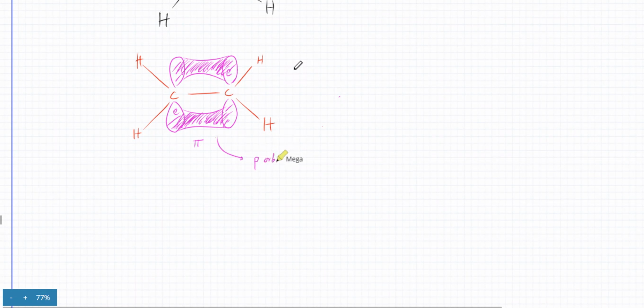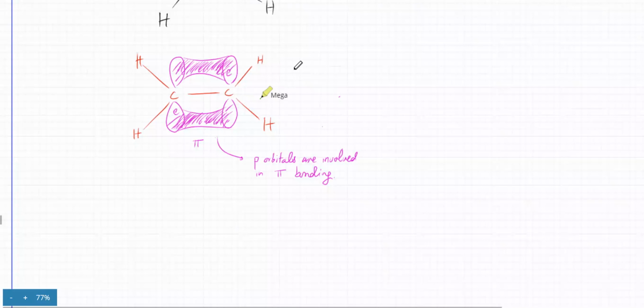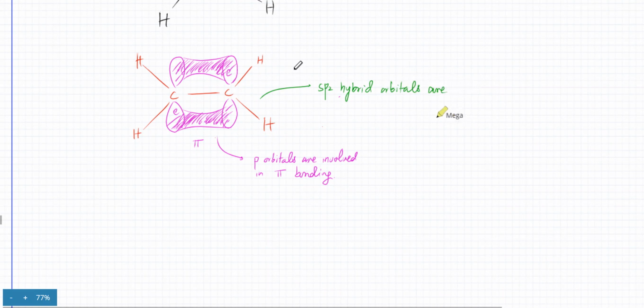Okay, so p orbitals are involved in pi bonding, whereas the sp2 hybrid orbitals are involved in sigma bonds. Okay, so is this clear?